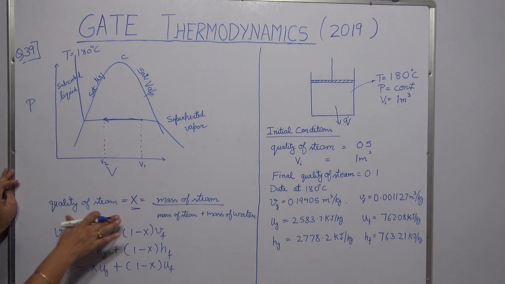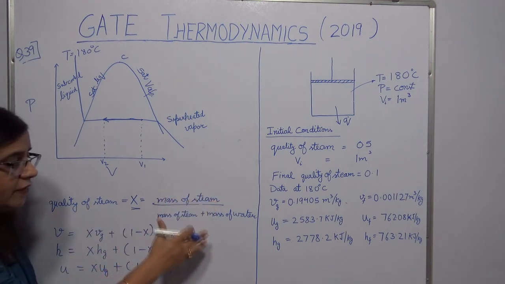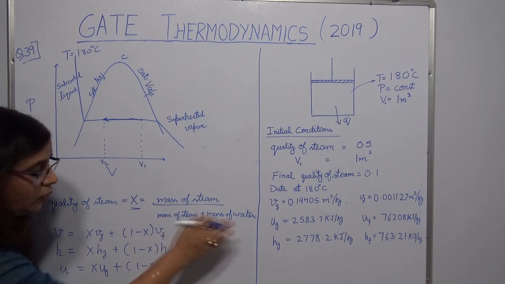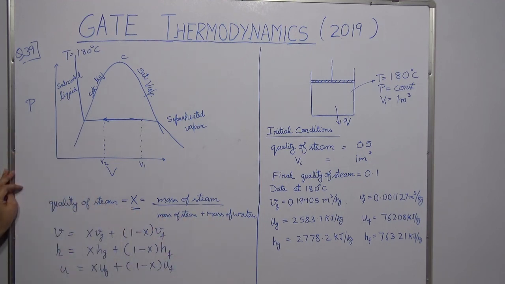Let's quickly see what is quality of steam. It has been defined as the mass of the vapor divided by the mass of vapor plus liquid, okay. So it is essentially a mass fraction. So any other specific quantity which you want to calculate, you can just do this simple mathematics and you can calculate it. So I have given you the formulas. So let's now tackle the problem.